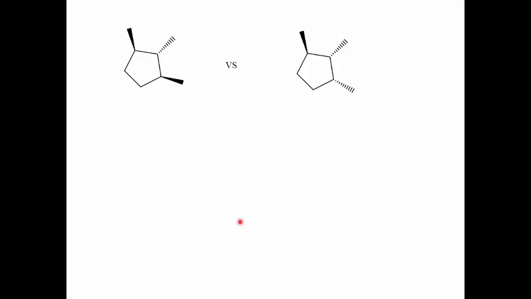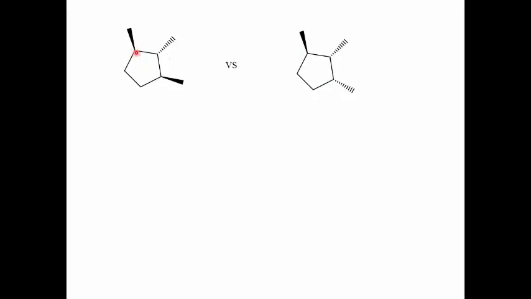So here's a problem. Let's compare these two molecules. How are they related? Are they identical? If they're not identical, are they isomers? If so, what type of isomers are they? Well, when we compare them, we see they have the same structural formula. They each have three chirality centers. Let's now compare these chirality centers.